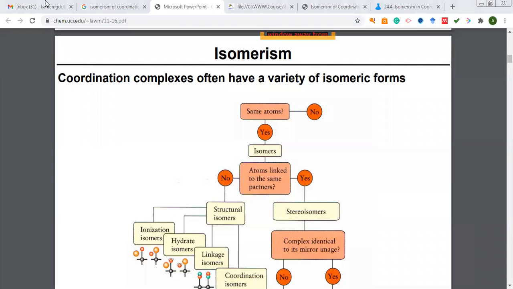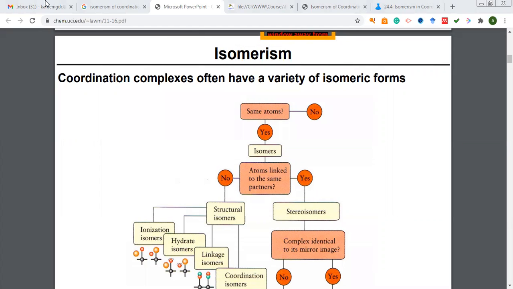Good morning, everyone. So, the next topic after valence bond theory is isomerism. Why do compounds exhibit isomerism? Because compounds exhibit isomerism due to their nature of bond.